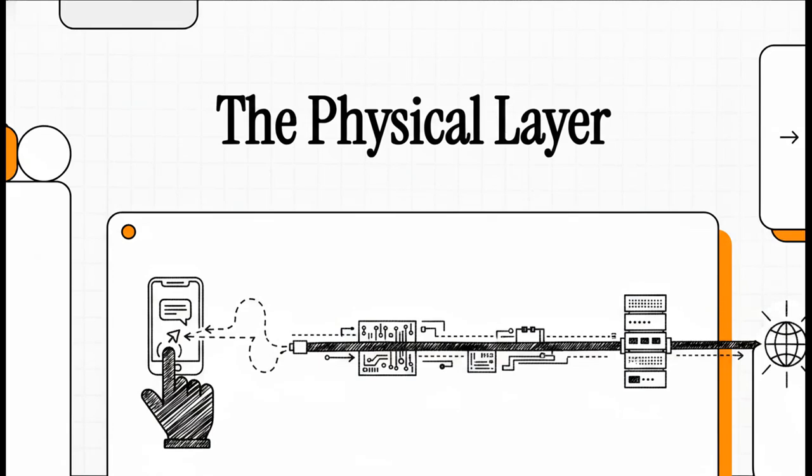Welcome to this explainer. Today, we're doing something a little different. We're tearing down that abstract digital cloud and getting right down to the ground floor of networking. We're going to journey beyond your screen to understand exactly how your clicks transform into physical reality. Basically, we're talking about the tangible, physical backbone of the internet that makes all our digital lives possible.